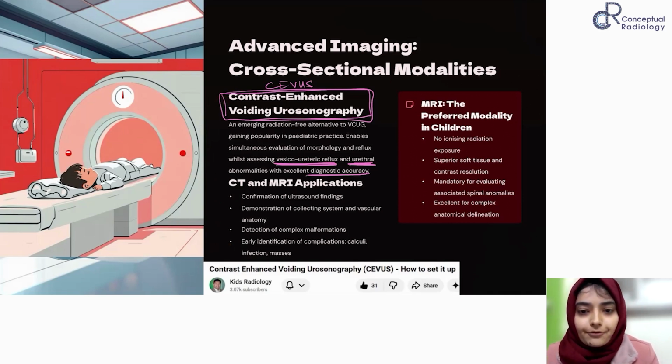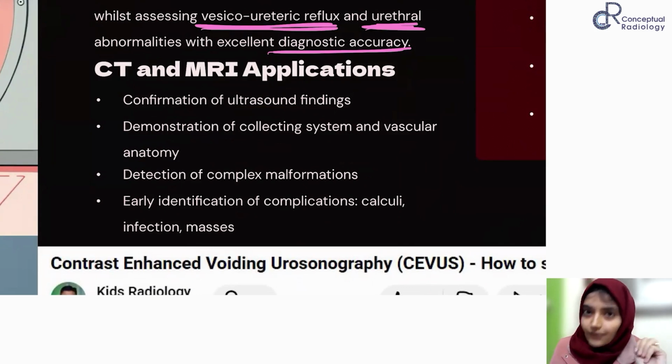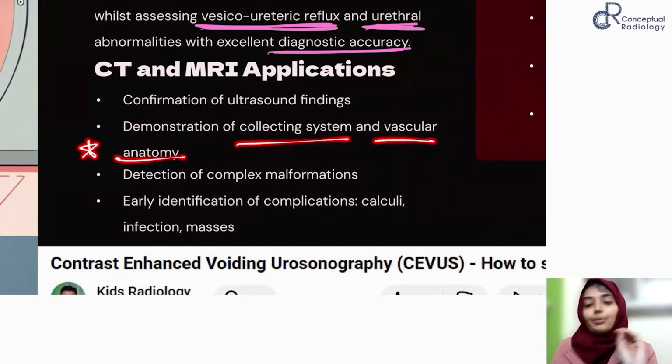A really good and short video where you can see how the technique of CEVUS is performed in real life. Okay. Then definitely we have the cross-sectional imaging, that is CT and MRI. So what is going to be the specific role of CT and MRI in our CAKUT evaluation? One is, whatever finding has come on ultrasound, you can definitely confirm your findings of ultrasound.